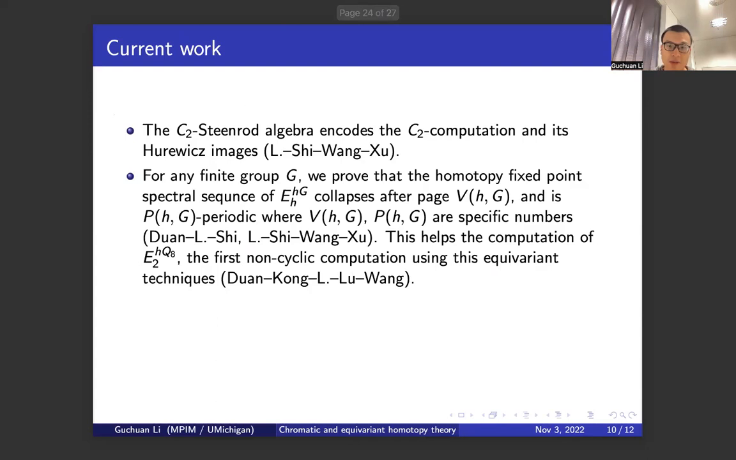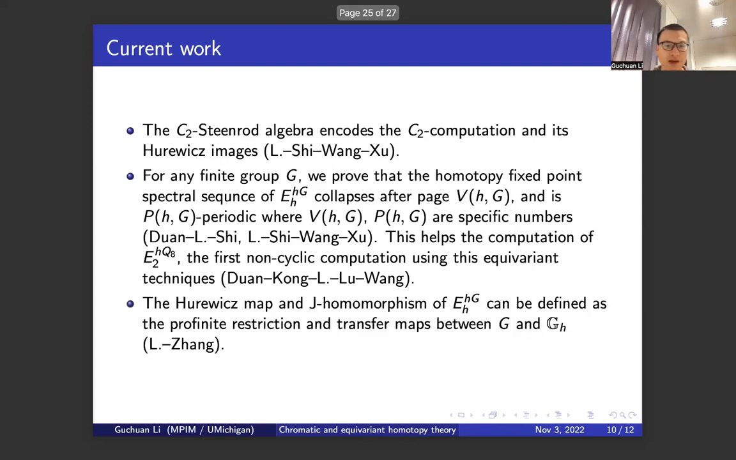For example, this helps us to do the first non-cyclic group computation, the Q8 quaternion group, using these equivariant techniques. And then the next step, we are hoping to know the image of the Hurewicz map and the J homomorphism. Again, the equivariant techniques help. In current joint work with Yingchuan Zhao, we found that the Hurewicz map and the J homomorphism, through the lens of equivariant homotopy theory, are just the profinite restriction and transfer maps between the finite group G and the profinite group G_H.